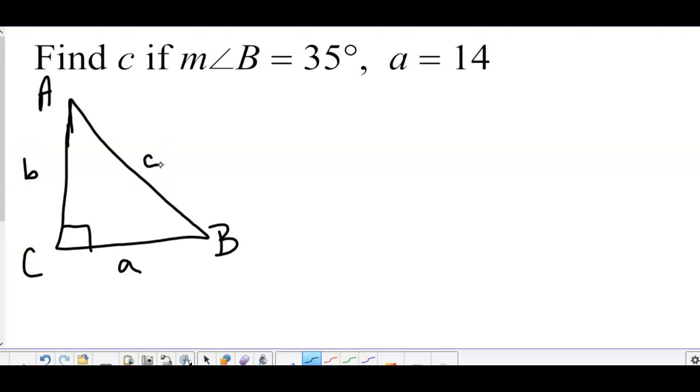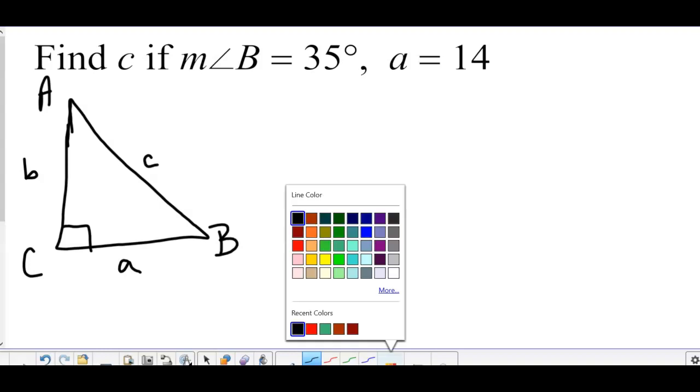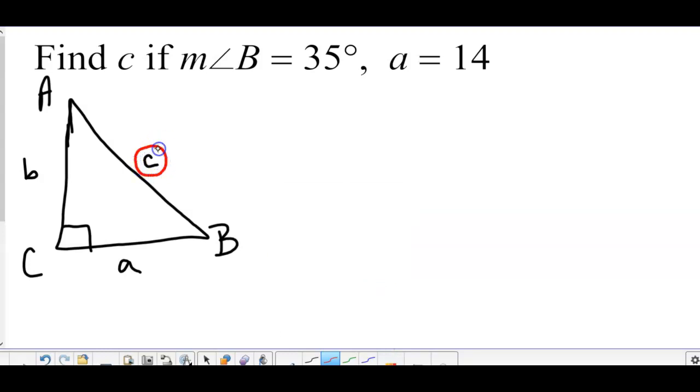So if you need to draw your diagram, then go ahead and do so, and then you can put in the measurements that they give you. Find c, so we're looking for c. If the measure of angle B equals 35 degrees, so 35 degrees is down here, and a equals 14. So a is 14. So there's your diagram. Now you're just going to go ahead and pick a trig function based off of what you have.